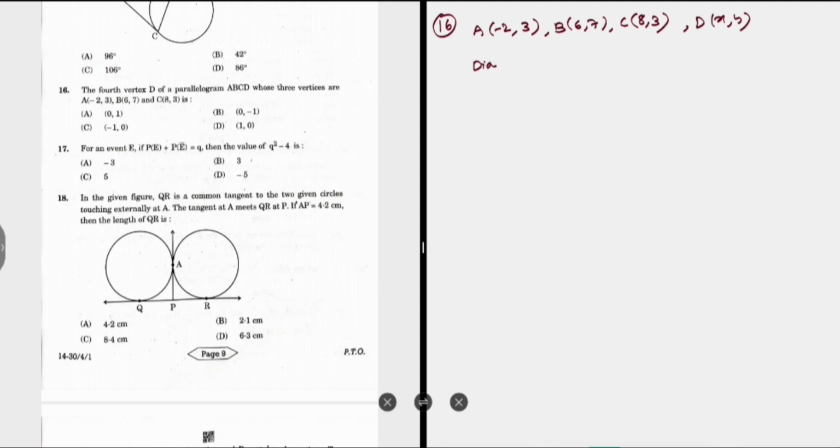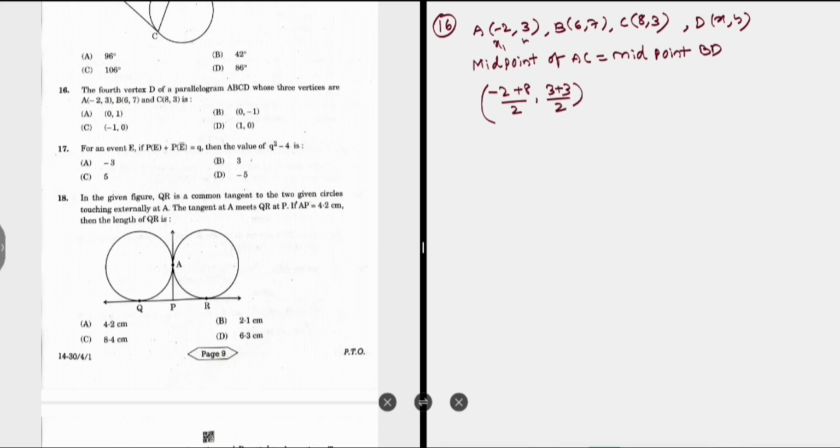So we know the midpoint of AC is equal to the midpoint of BD. So minus 2 plus 8 by 2, because the midpoint formula is what? x1 plus x2 by 2 comma y1 plus y2 by 2. Minus 2 plus 8 by 2 comma 3 plus 3 by 2.